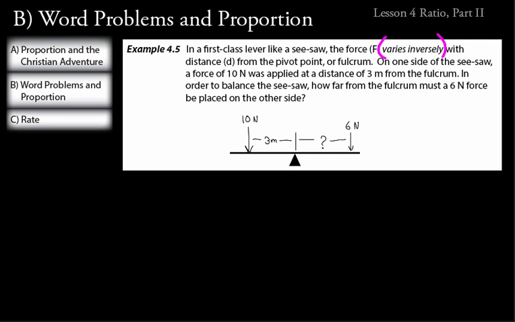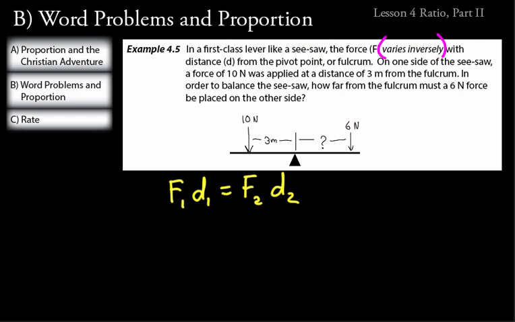So the force and the distance here from a pivot. Force varies inversely, and so what we need to do is set up a product, not a ratio, but equal products here. We'll call it F1 D1 is equal to F2 D2. And initial force times distance is equal to a final force times distance.